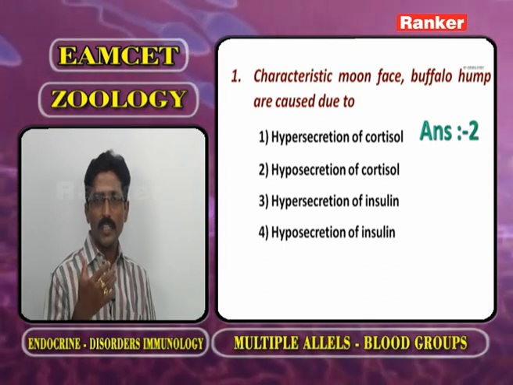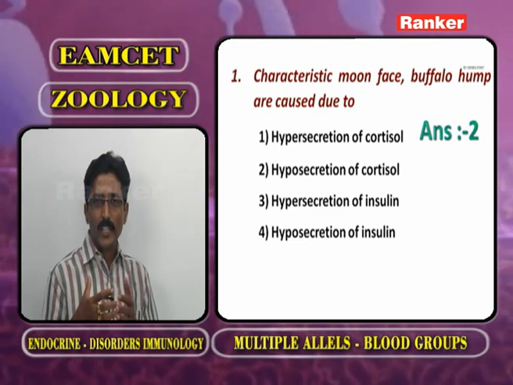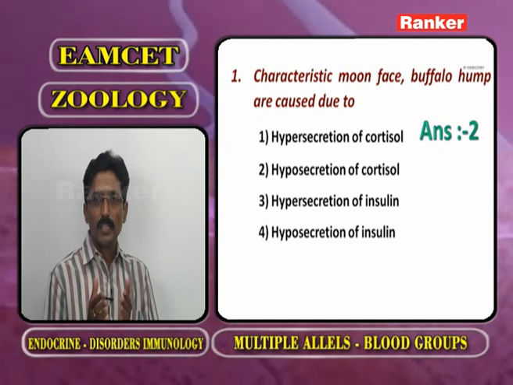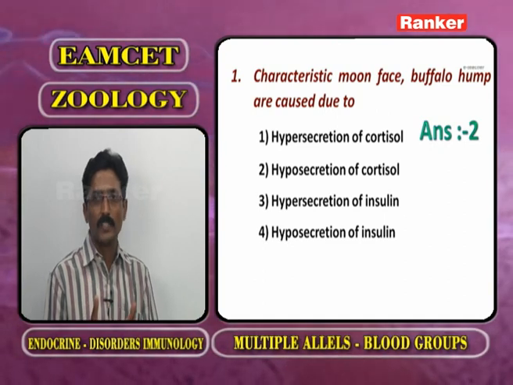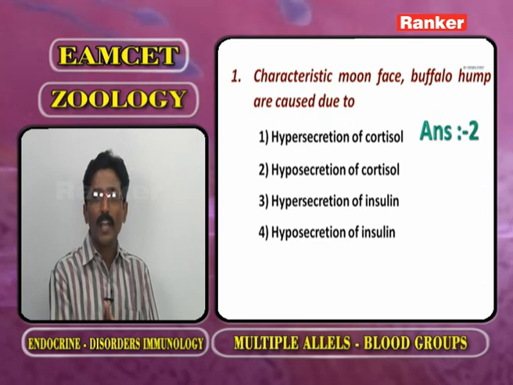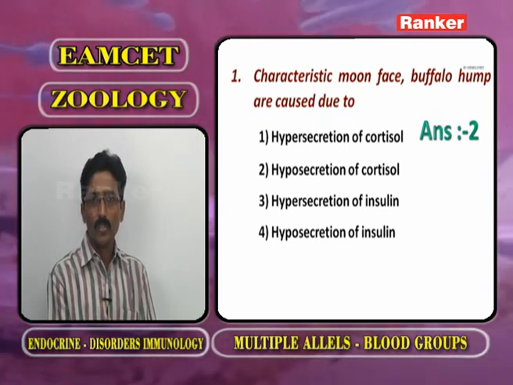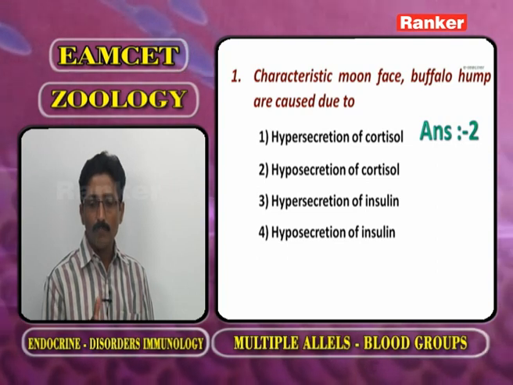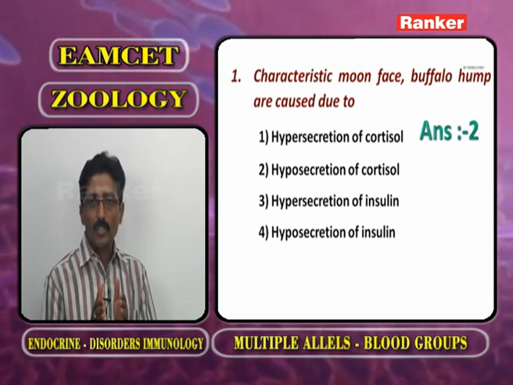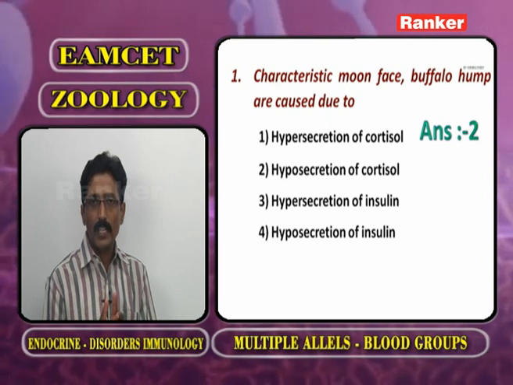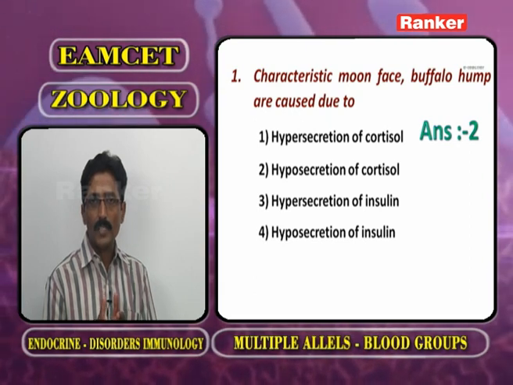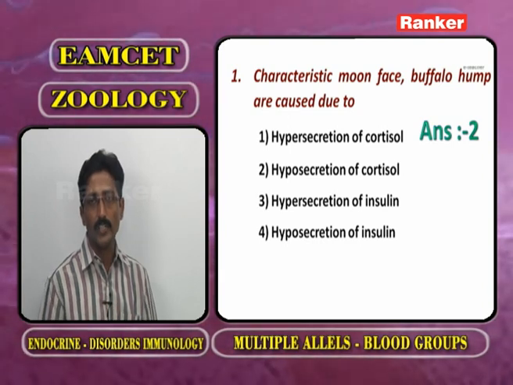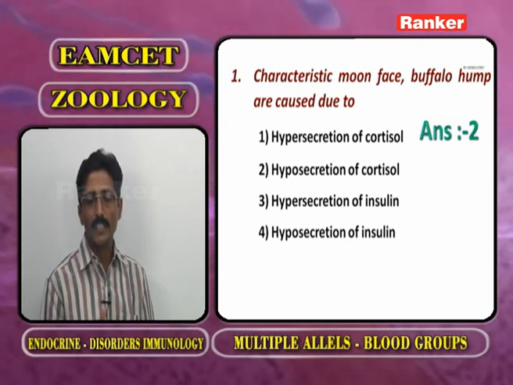Once we take the steroids, we get euphoria. What is meant by euphoria? That means we get relief from the skin allergies. Now observe: the characteristic moon face and buffalo hump are caused due to less secretion of which steroid? Cortisol. Hyposecretion of cortisol. So the answer is the second one.